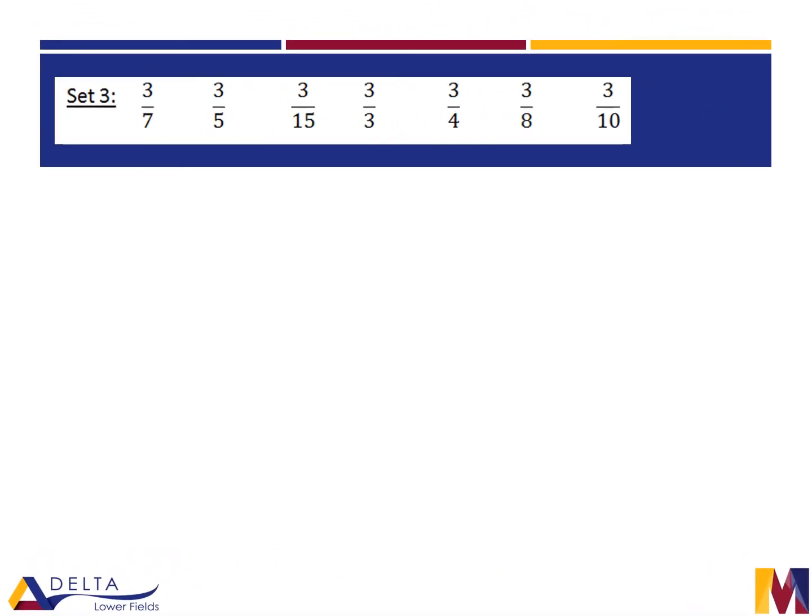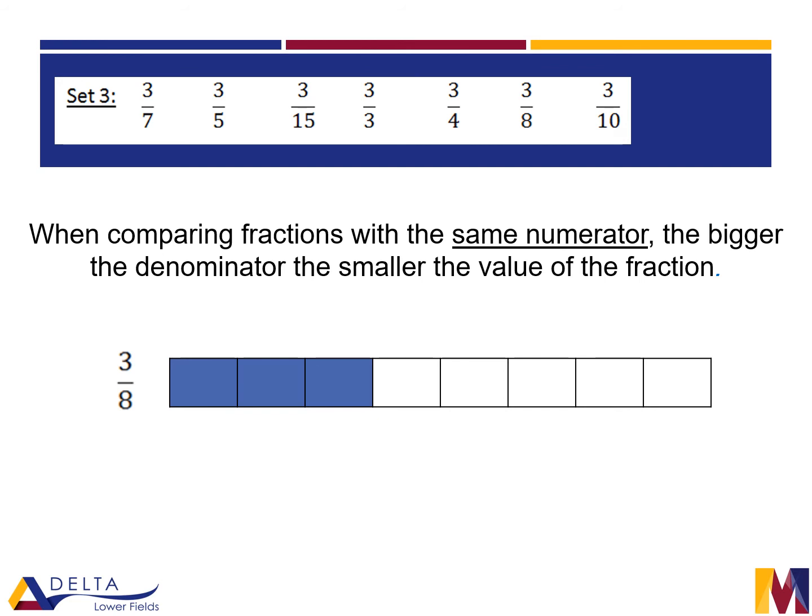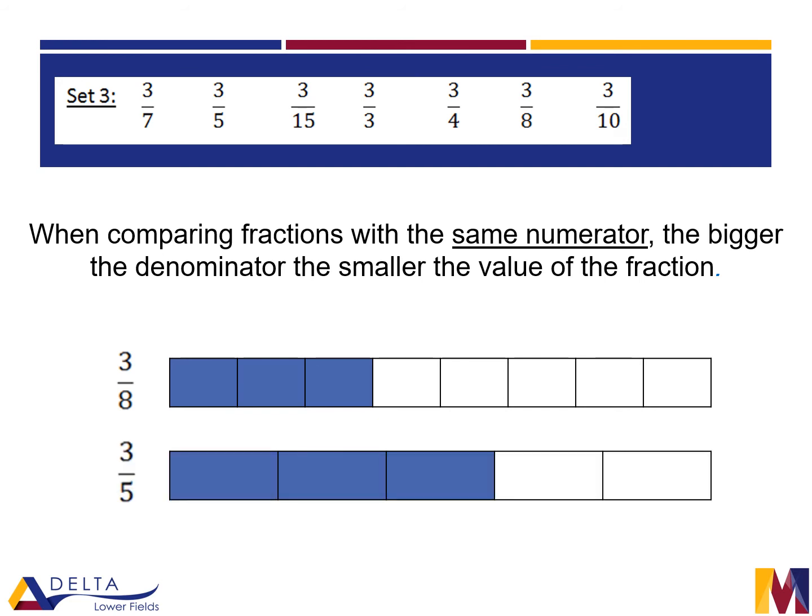Let's take a look at set 3. So in this case, again, I've got different denominators, but we've used this generalization before. When comparing fractions with the same numerator, the bigger the denominator, the smaller the value of the fraction. For example, here's 3/8, and in the same bar I can represent 3/5, which is greater. So the numerator is the same, therefore the greater the denominator, for example the 8ths, the smaller the value, the smaller the amount of the fraction.